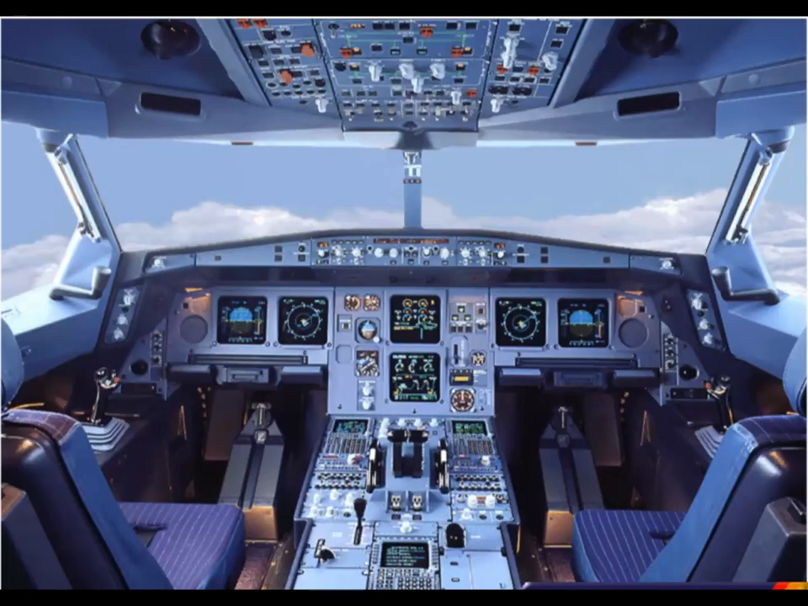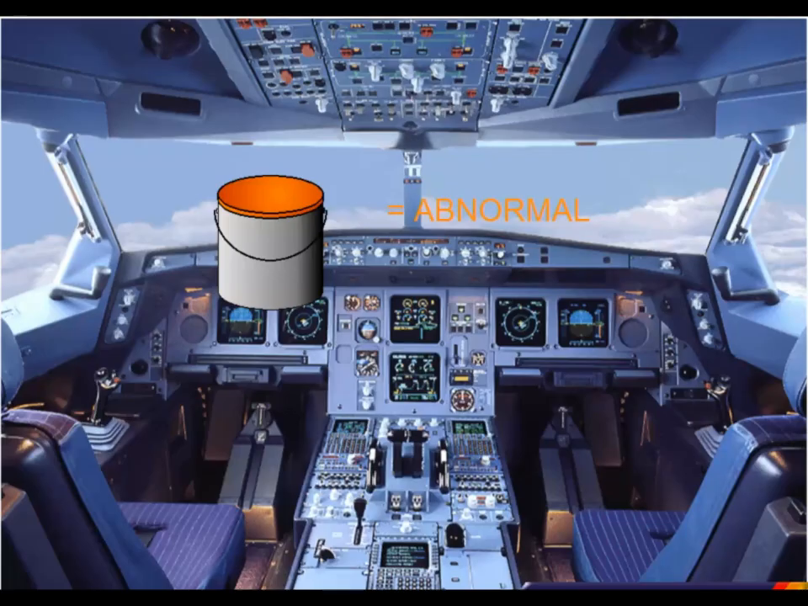The first priority is always to ensure the safe flight path of the aircraft before dealing with the fault. The master caution means that the abnormal situation needs crew awareness, but not immediate action.